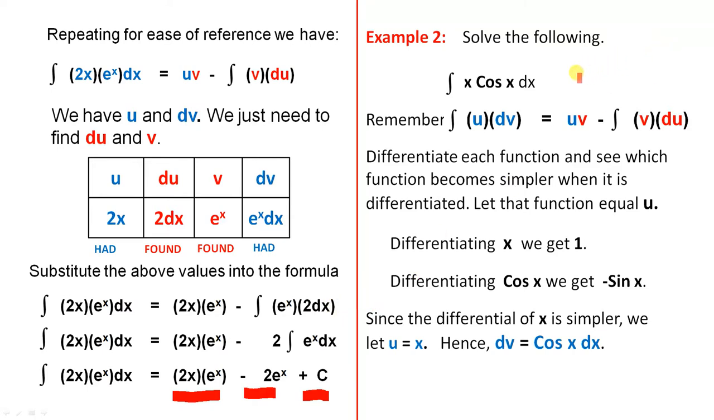Solve the following. The integral of x cos x dx. Remember, this is the formula we had, so we repeat it here. Differentiate each function and see which function becomes simpler when it is differentiated. Let that function equal u. If we differentiate x, we get 1. If we differentiate cos x, we get minus sin x. Since the differential of x is simpler, we let u equals x, hence dv equals cos x dx. So we continue on the next page.